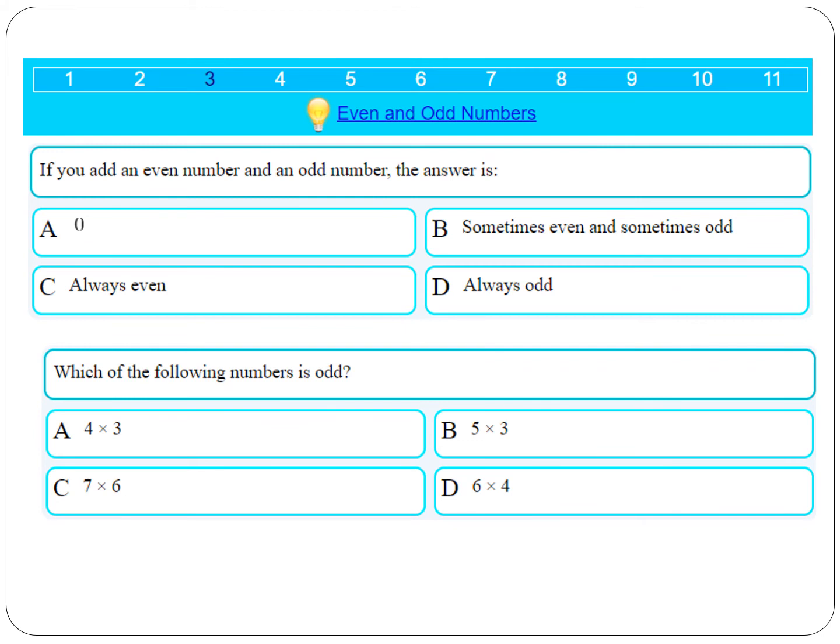Question 4. Which of the following numbers is odd? A. 4 times 3, B. 5 times 3, C. 7 times 6, or D. 6 times 4.